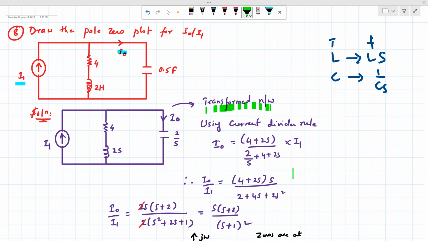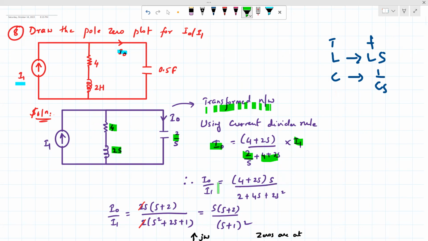Using current divider rule. The current divider rule is telling you the I0 current, which we need to find out, is equal to the main current, which is I1, that is a total current, into the resistance of the other branch. Resistance of the other branch is 4 plus 2S, divided by the total resistance, 4 plus 2S plus 2 divided by S. So the current divider rule is branch current is equal to the total current into the resistance of the other branch divided by the total resistance.